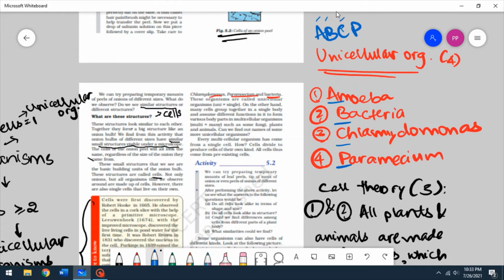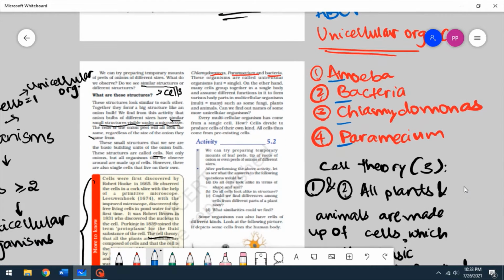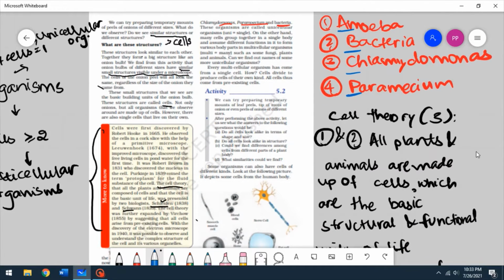Amoeba, bacteria, chlamydomonas, paramecium. That's how I remember unicellular organisms. That's how my teacher taught me. Hope that helps you remember the 4. So whenever a question in the exam is like, name 3 unicellular organisms, you can just be like, oh, ABC, amoeba, bacteria, chlamydomonas, or paramecium, whatever comes to your mind.